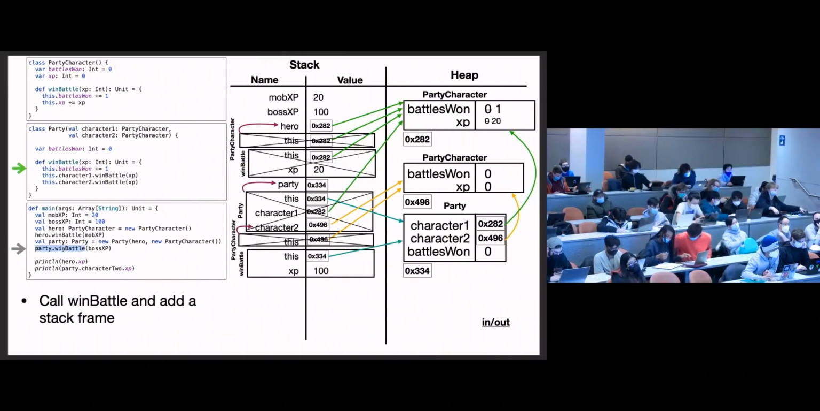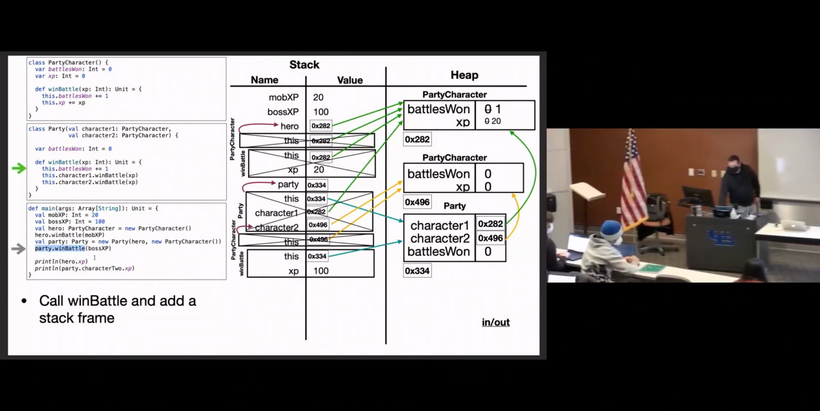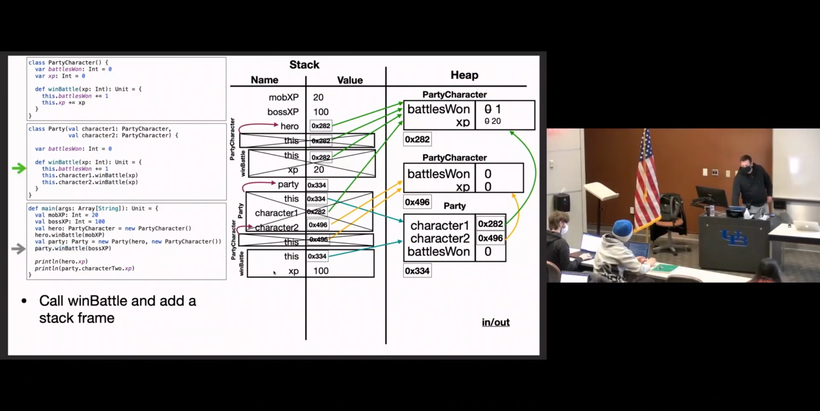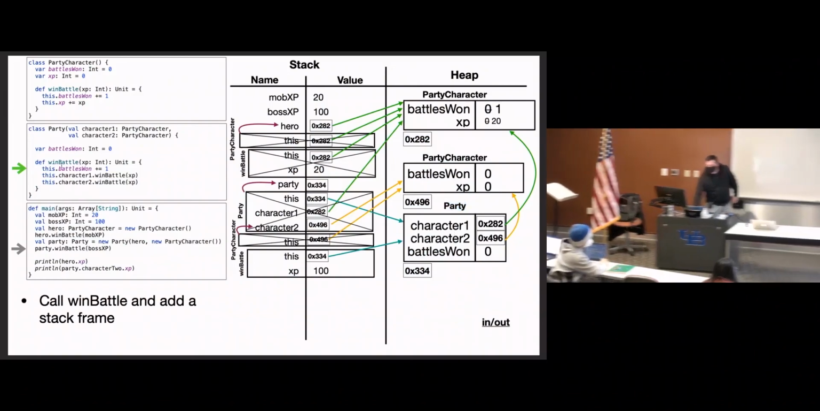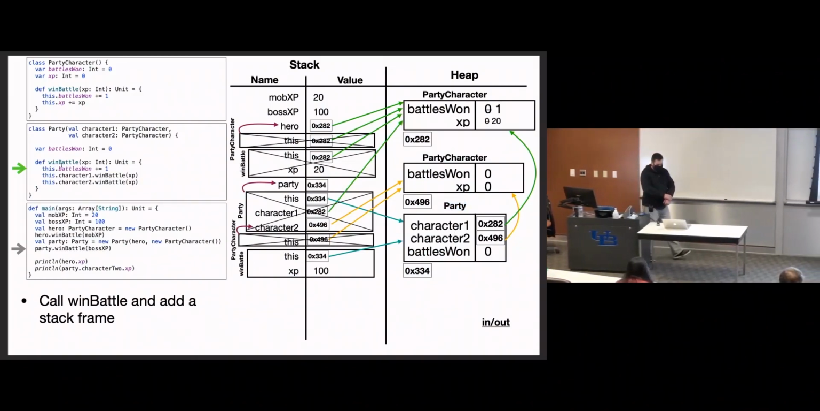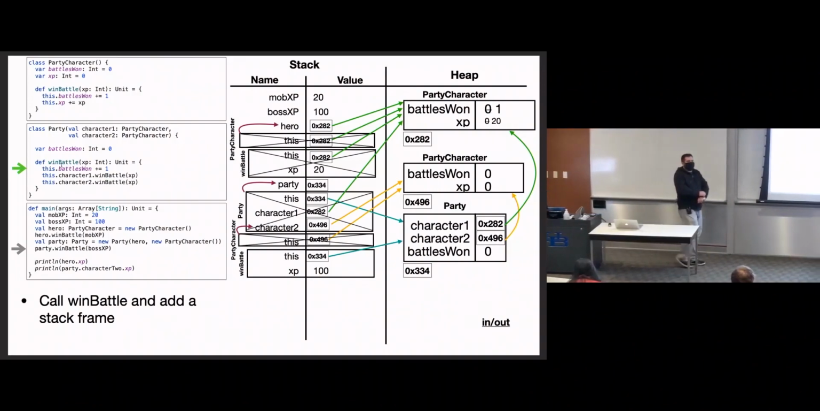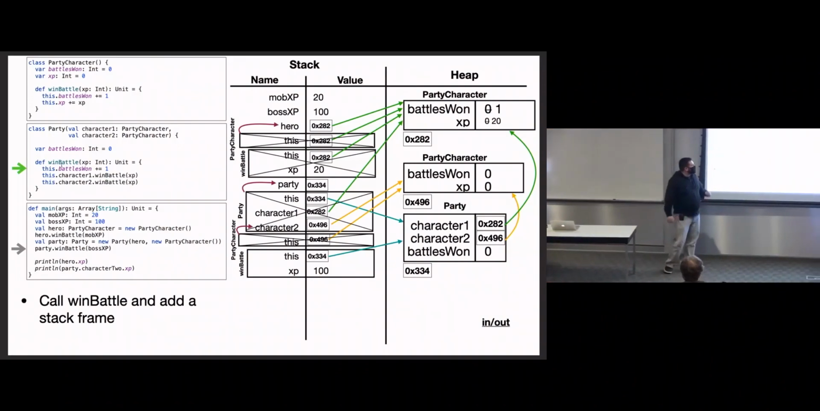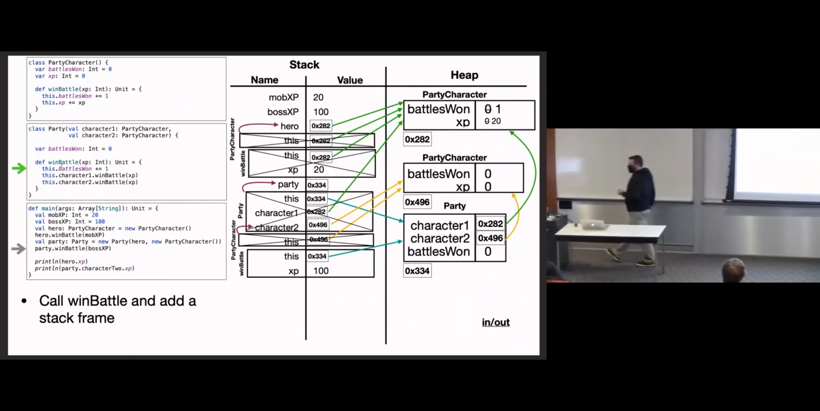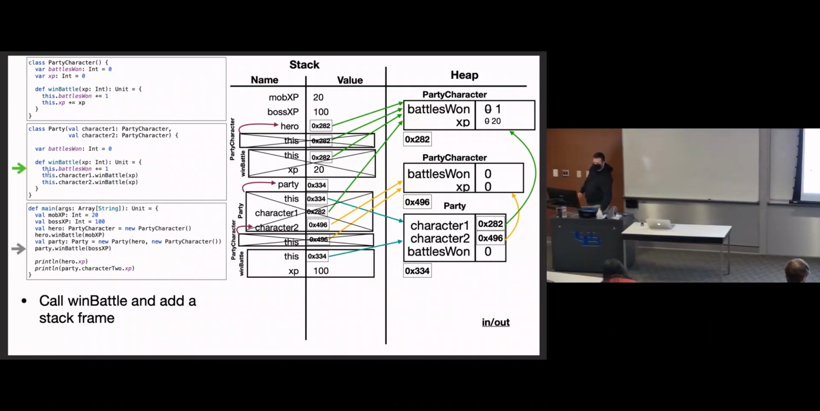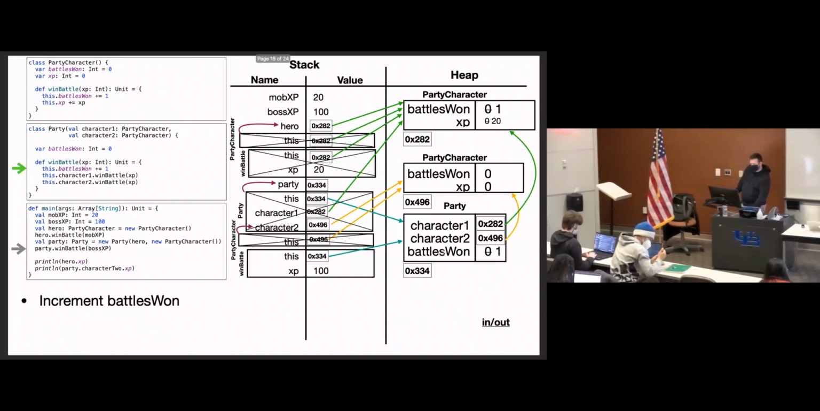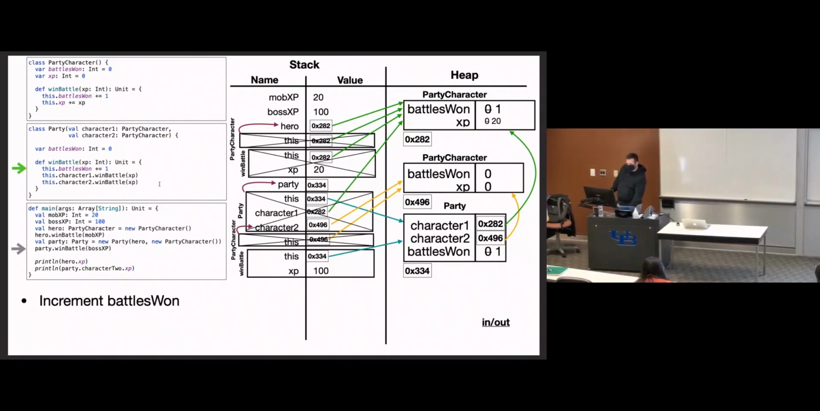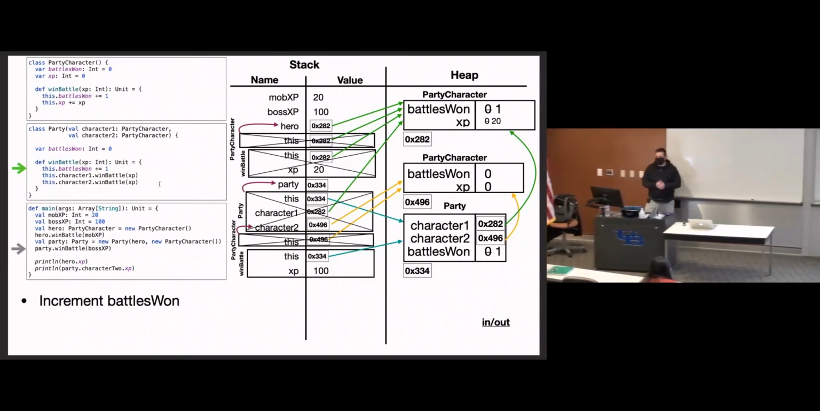All right, now we have another win battle call. But this time it's party.winBattle. Party dot goes to an object of type party. So now we're calling the win battle in the party class. We're not getting the win battle in the player character class. So when we go to the party class, we have a different call. First thing we're going to do is this.battles1 increment. And then we have a more interesting scenario here.